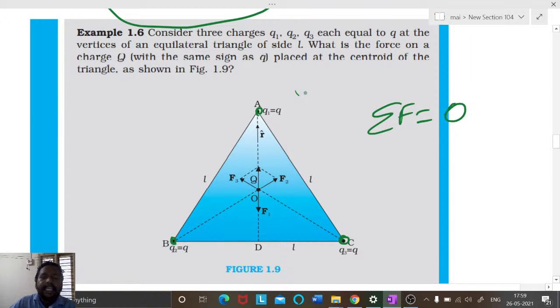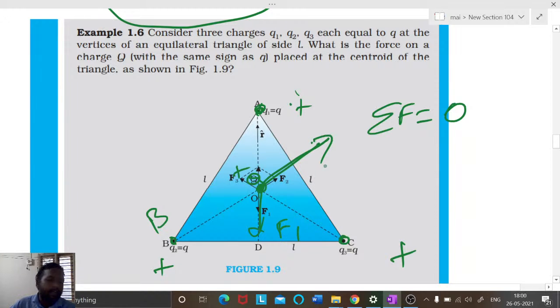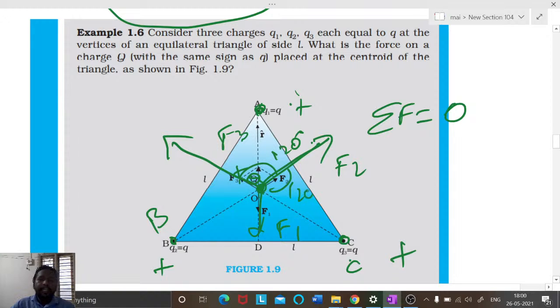Q1 is taken as positive, Q2 as positive, and Q3 as positive. At the center, capital Q is also positive. Plus plus will repel. Taking A, force F1 is created at the point O, and it is repulsion. B versus O is also repelled in this direction. C versus O also gives repulsion in this direction. F1, F2, F3 act in three different directions with angles of 120 degree, 120 degree and 120 degree.